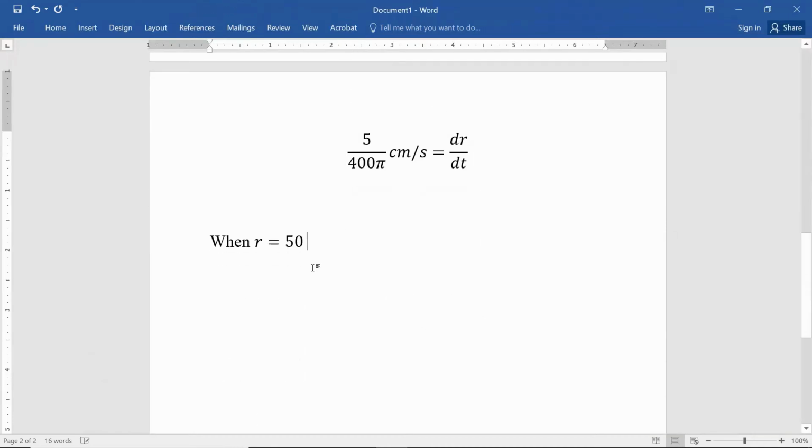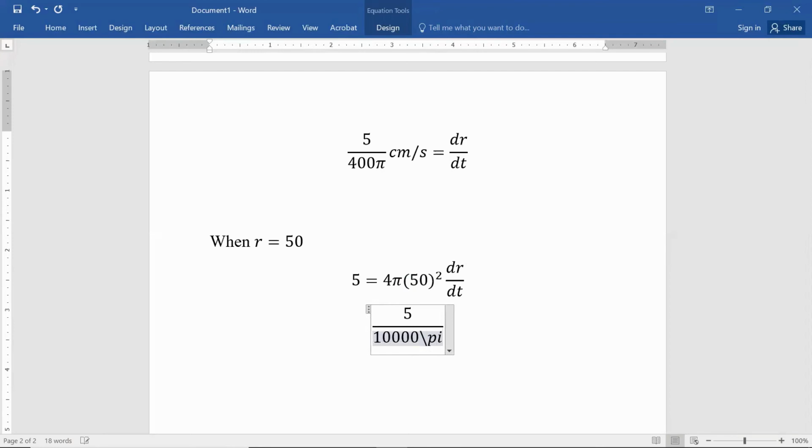And then when the radius is 50, we just change that r to a 50. And then when you solve that, you get some pretty big numbers. You get 5 over 10,000 times pi. When you take 50 times 50 times 4, you get 10,000. And that is the rate of change of the radius with respect to time.